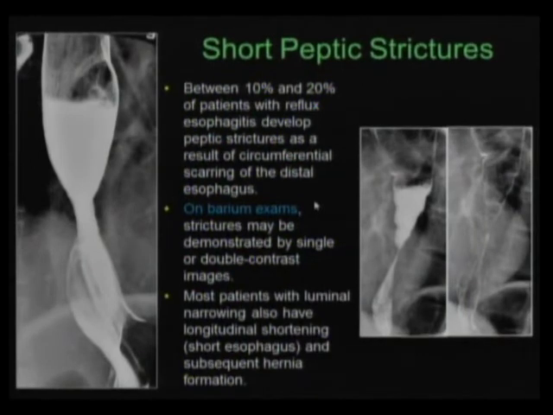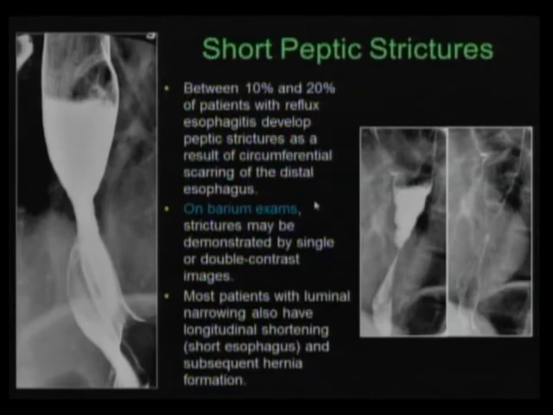Strictures. Okay, in more severe cases, they have short peptic strictures. These are the most common. Between 10 and 20% of the patients with chronic reflux esophagitis develop peptic strictures, just due to the circumferential scarring, okay? So you can see a narrowing of the lumen. You can see here a hiatal hernia. You can suspect that this is a very short esophagus, okay?